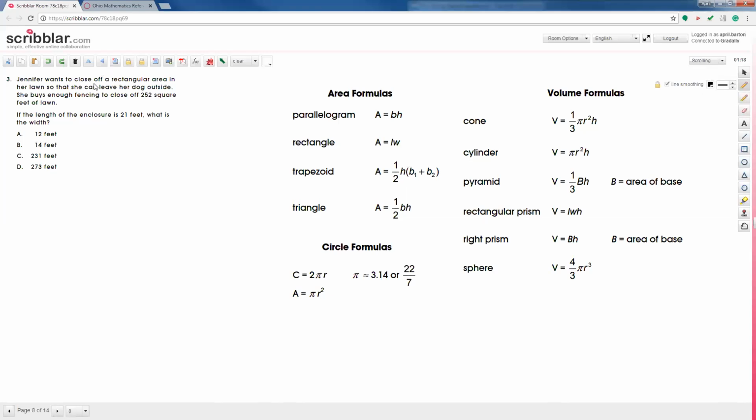So Jennifer wants to close off a rectangular area in her lawn so that she can leave her dog outside. She buys enough fencing to close off 252 square feet of lawn. If the length of the enclosure is 21 feet, what is the width?